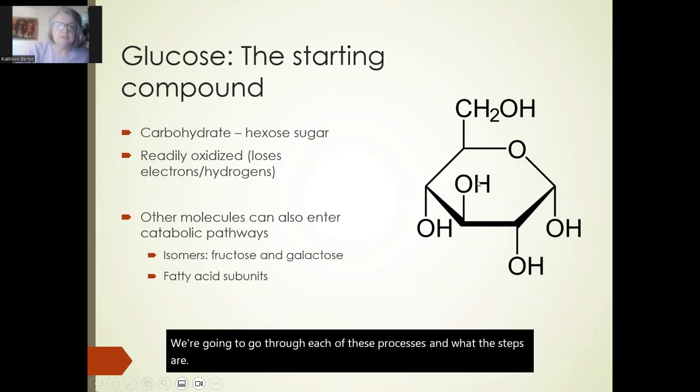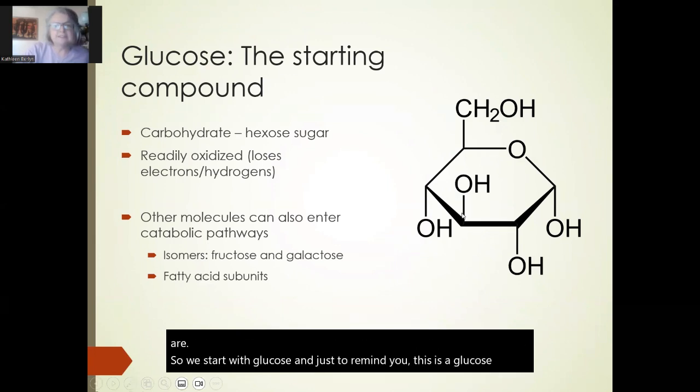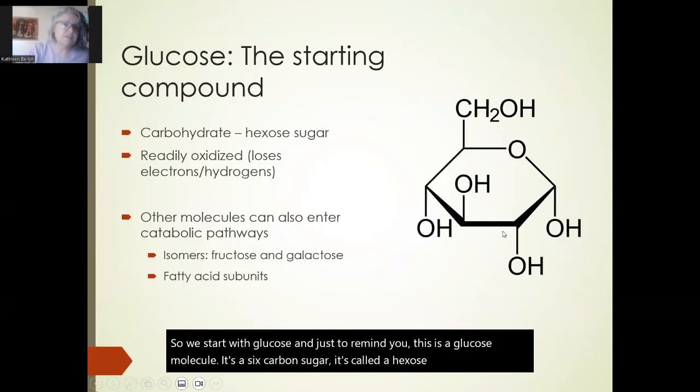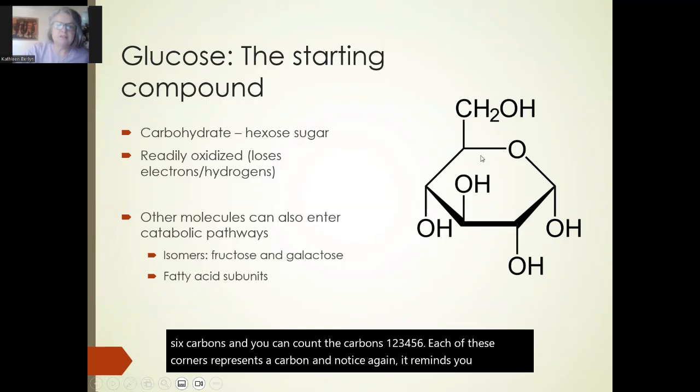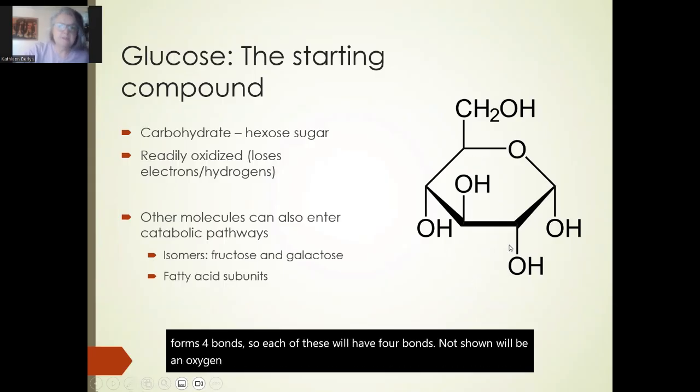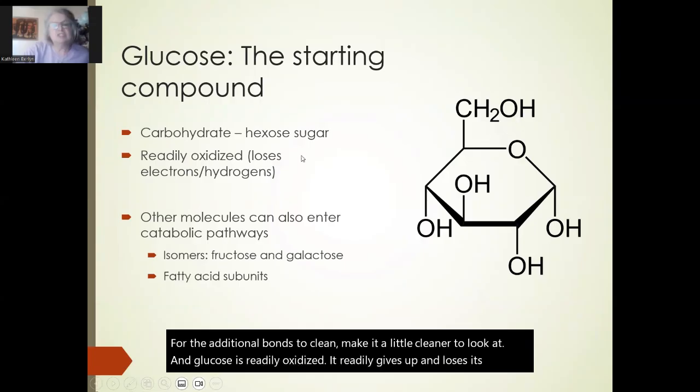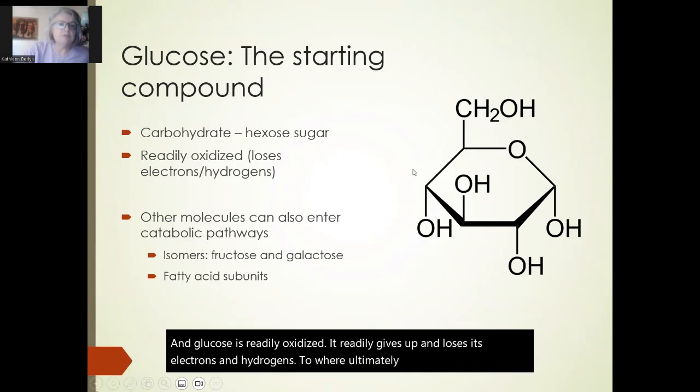So we start with glucose, and just to remind you, this is a glucose molecule. It's a 6-carbon sugar. It's called a hexose sugar, hexose for 6 carbons. And you can count the carbons: 1, 2, 3, 4, 5, 6. Each of these corners represents a carbon. And notice again, carbon forms 4 bonds, so each of these will have 4 bonds. Not shown will be an oxygen for the additional bond, just to make it a little cleaner to look at. And glucose is readily oxidized. It readily gives up and loses its electrons and hydrogens to where it ultimately will become CO2.